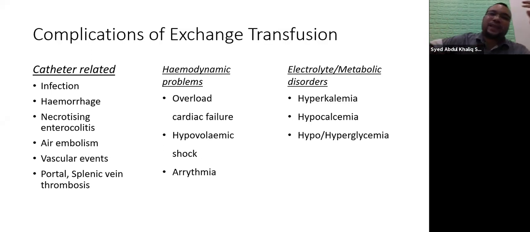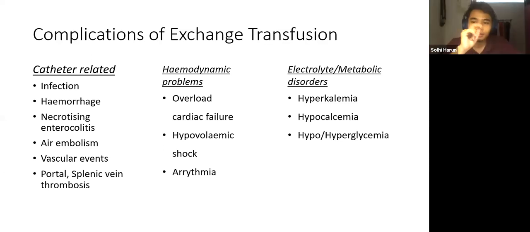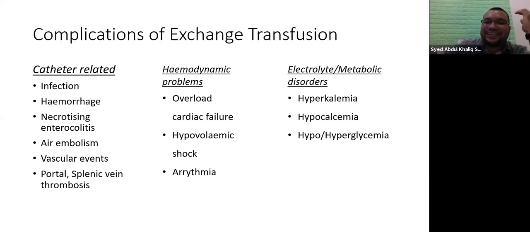And then, okay, what's the difference between partial exchange transfusion and double volume exchange transfusion? What's the difference? Partial uses 80 mils per kilo times the weight of the patient. No, that's wrong.